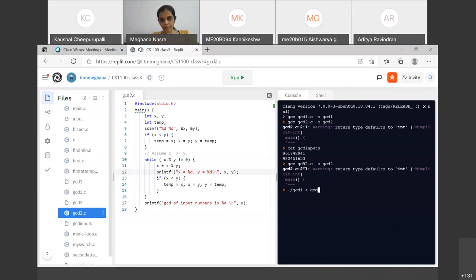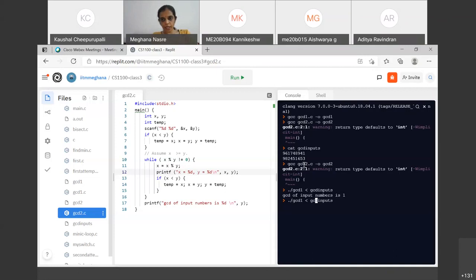So I just give it as an input, and we have seen that it takes about 5 to 7 seconds to compute this. So the answer is correct, of course.